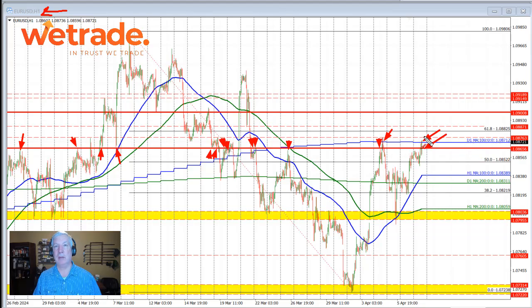If we do move above that level and get above the high price from last week, we'll look toward the 61.8% retracement at 1.08825. Get above that level and it opens the door for further upside momentum, with maybe 1.09 as the next key target for this currency pair. On the downside, a break below the 50% retracement. Now, we did earlier today.